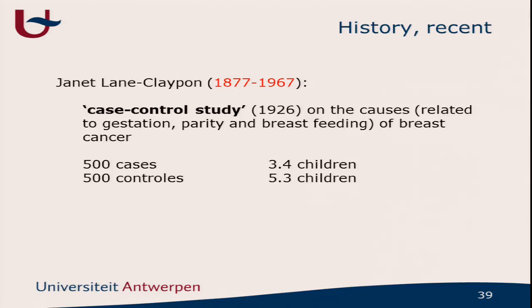And one of the findings was that in the 500 cases, there was a mean number of children of 3.4, which is something that I find a little bit strange, that you talk about a mean number of children. I have some difficulties in imagining a child of 0.4. But in the controls, there was 5.3 on average, indicating that the number of children, so parity, would be protective for breast cancer occurrence.